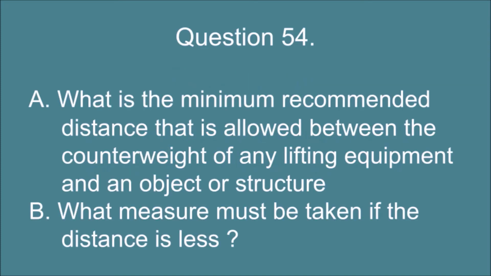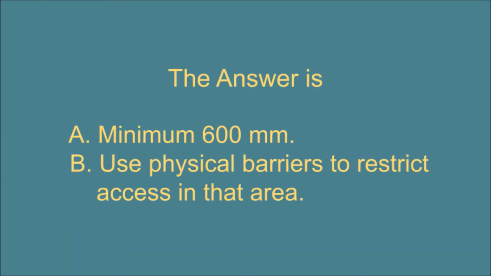Question 54. A. What is the minimum recommended distance that is allowed between the counterweight of any lifting equipment and an object or structure, and B. What measure must be taken if the distance is less? The answer is A. Minimum 600 millimeters. B. Use physical barriers to restrict access in that area.